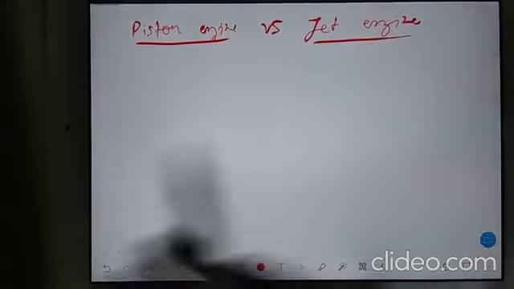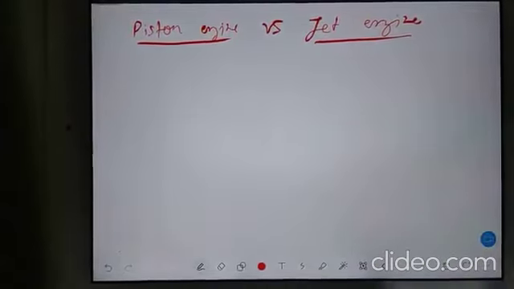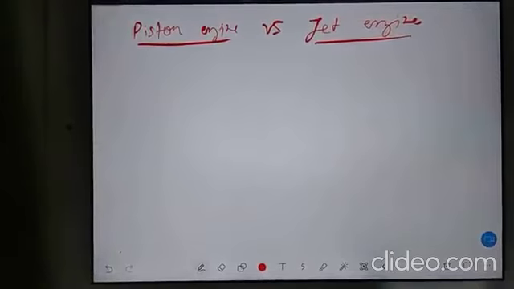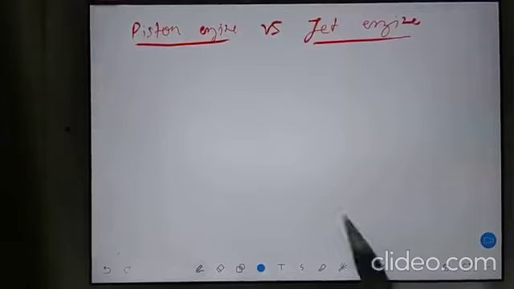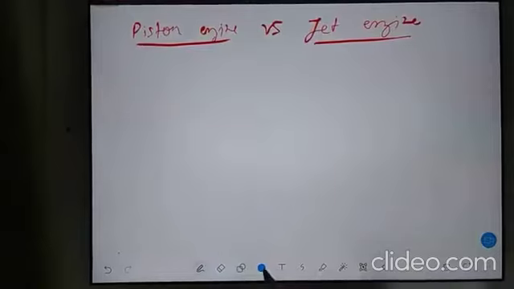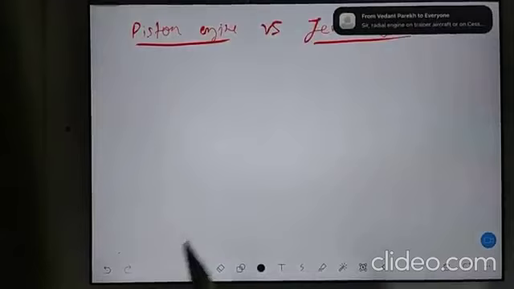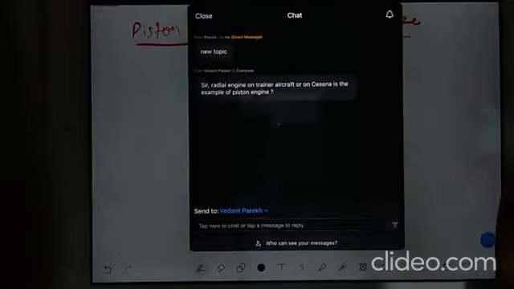Yes, new topic. Under the same chapter, radial flight, we have a new topic. This is a very interesting topic. Very interesting topic. What is the question? Radial engine on a trainer aircraft, the Cessna, is an example of it.